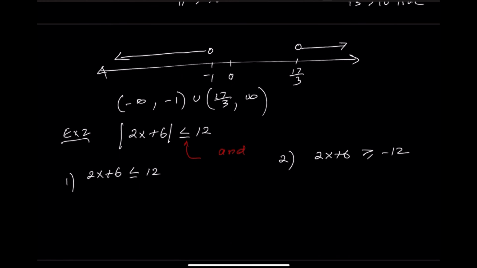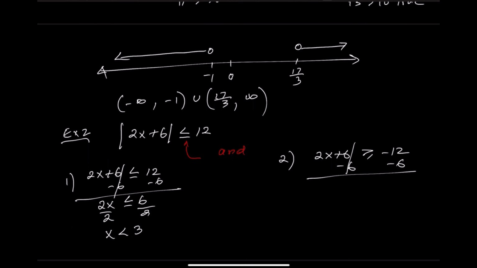Let's solve both. Start with the first, subtract 6 from both sides. 2x is less than or equal to 6. Divide by 2. X is less than or equal to 3. Now solve the second. Subtract 6 from both sides. 2x is greater than or equal to negative 18. Divide by 2. X is greater than or equal to negative 9.